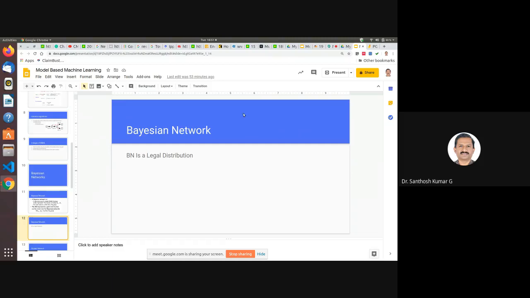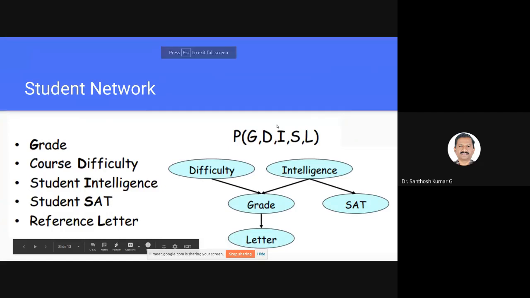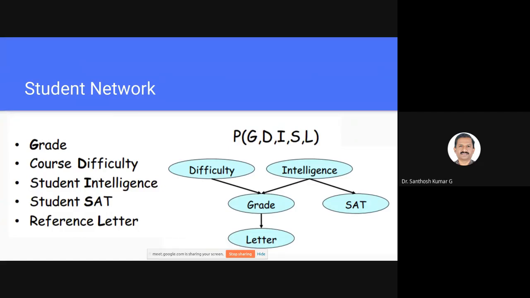We have seen the student network example. So we have seen this, right? So how many nodes are here? We have 1, 2, 3, 4, 5 nodes here. In a real case, this network will be very large, right? A very huge network. But for understanding, we will just deal with a small example where we will try to cover almost all the aspects related to the Bayesian network.